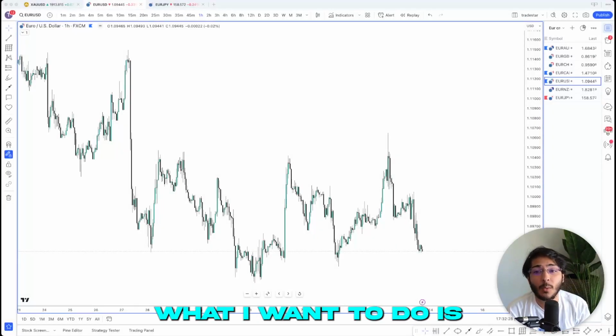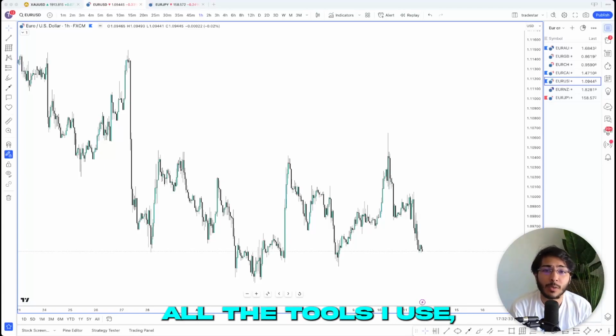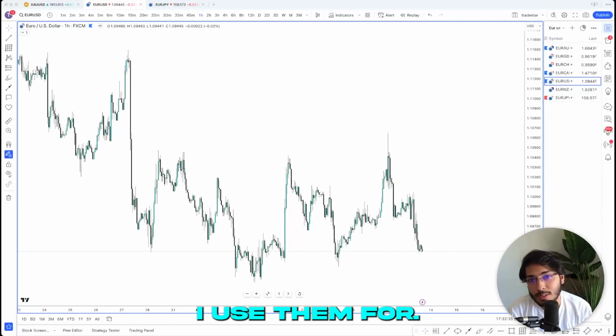In today's video, what I want to do is go over my TradingView settings. I want to go over all the tools I use, really what I use them for, and then all the settings when it comes down to it.